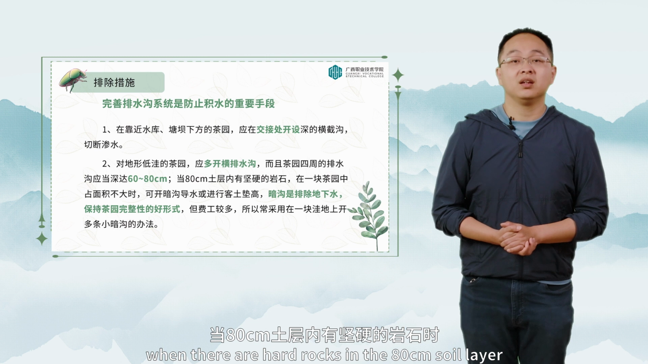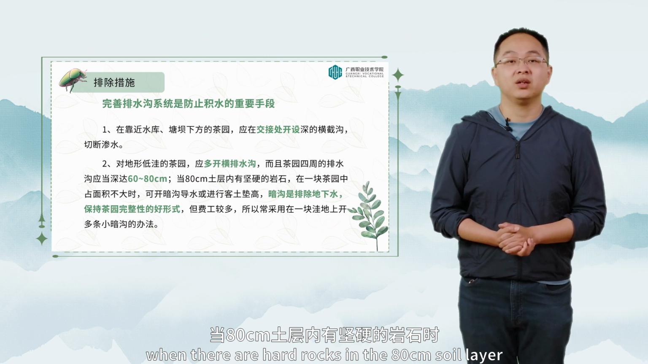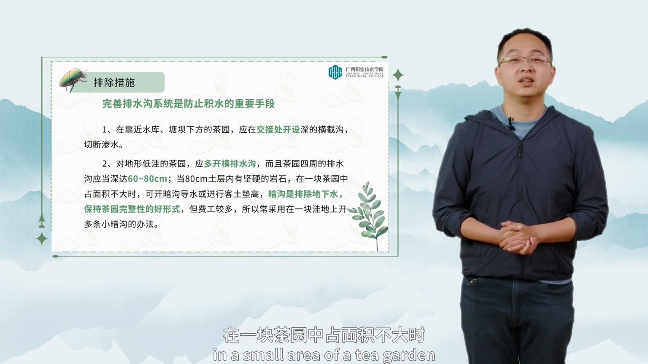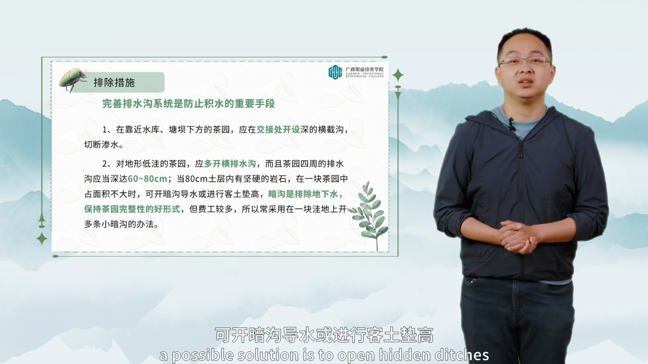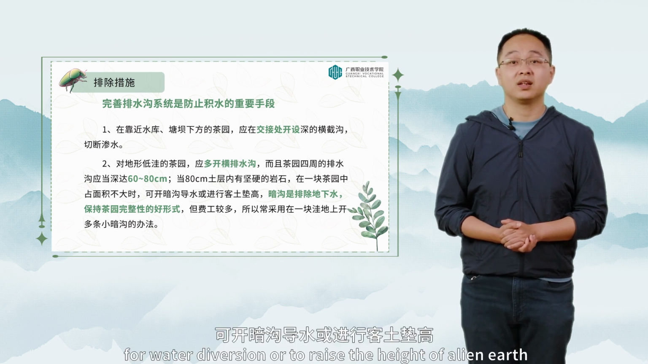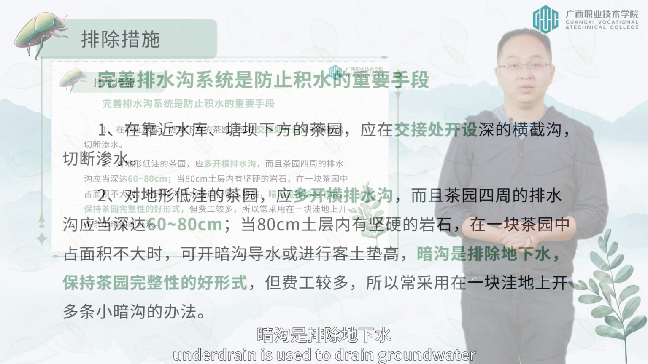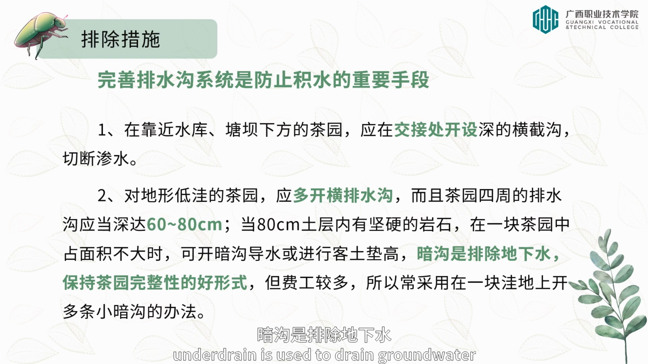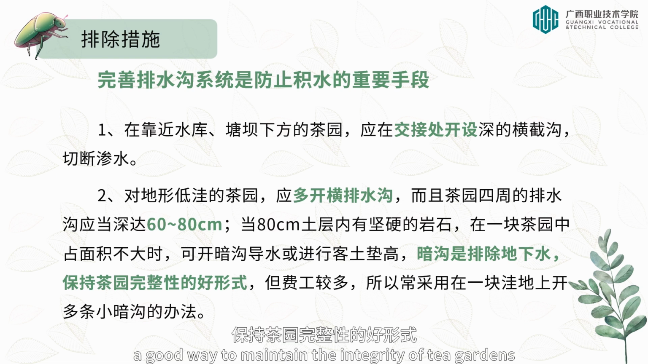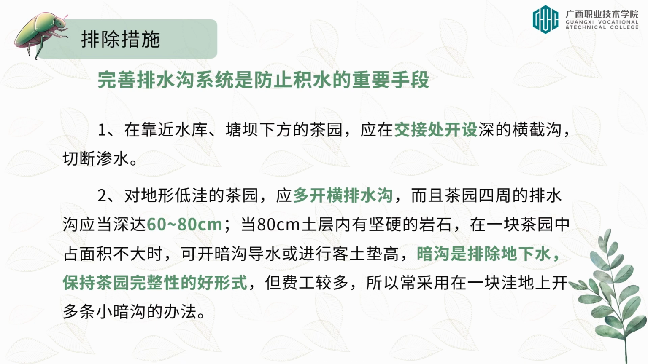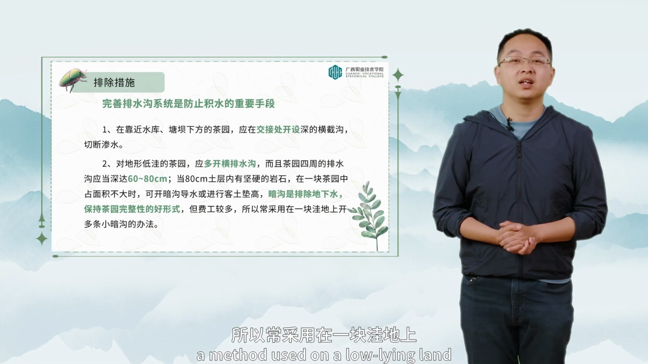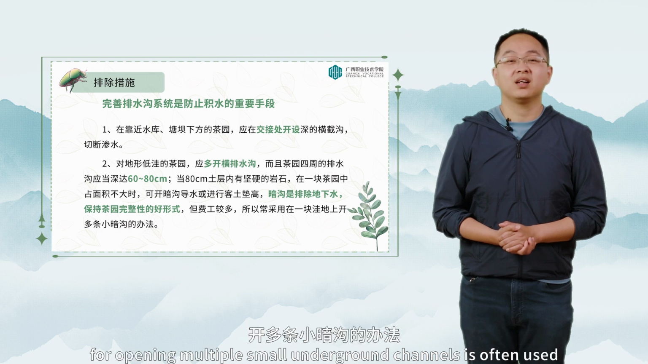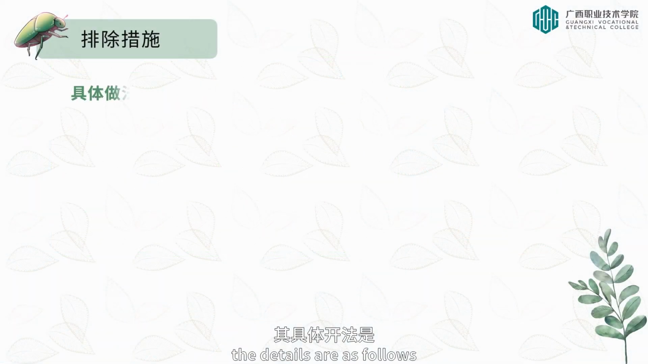When there are hard rocks in the 80 centimeter soil layer in a small area of a tea garden, a possible solution is to open hidden ditches for water diversion or to raise the height of alien earth. Underdrain is used to drain groundwater, a good way to maintain the integrity of tea gardens. But considering it takes a lot of effort, a method used on low-lying land for opening multiple small underground channels is often used. The details are as follows.